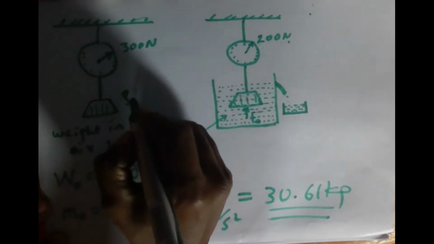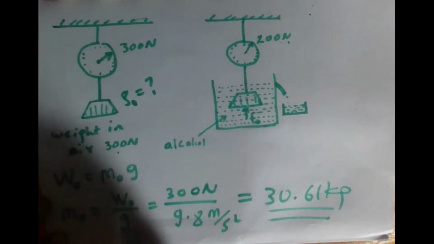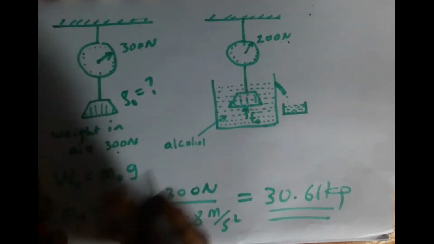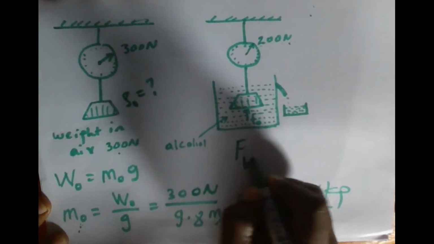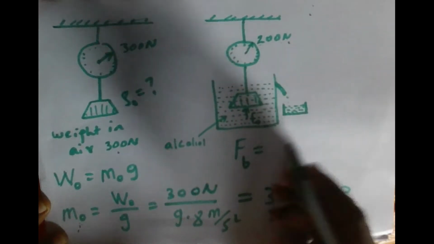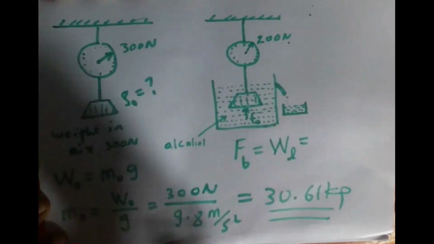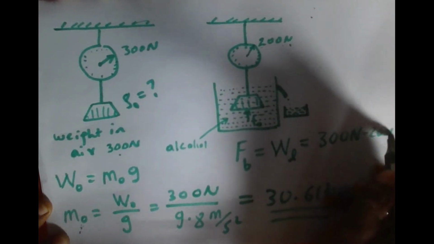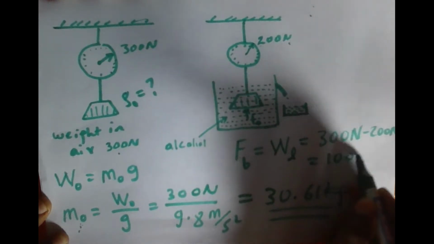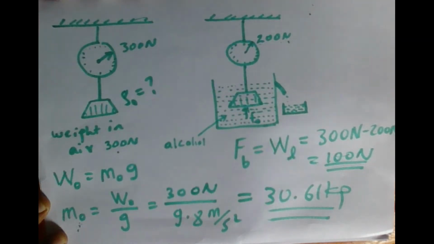Then we are going to find the volume in order to find rho of this object. The unknown value is rho of this object. In order to find this rho, we need the mass of the object and the volume of the object. To find the volume, first we have to know the buoyant force, which is equal to the weight of the displaced liquid, which is 300 Newton minus 200 Newton, which is equal to 100 Newton.